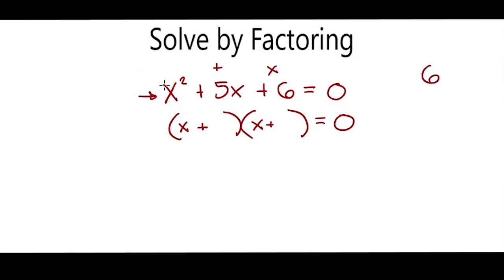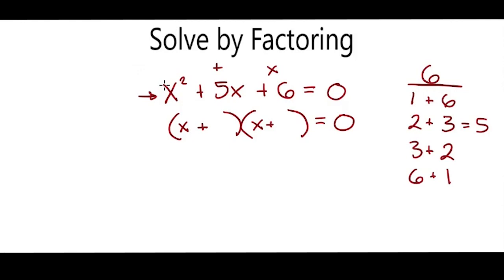So if I take the factors of 6, I have 1 and 6, 2 and 3, 3 and 2, 6 and 1. So if I add those together, you'll notice that when I get to 2 and 3, that's 5. So 2 and 3 are the factors that work. So now, because of the zero product property, I will set them both equal to 0. So I have x plus 2 equals 0 and x plus 3 equals 0.